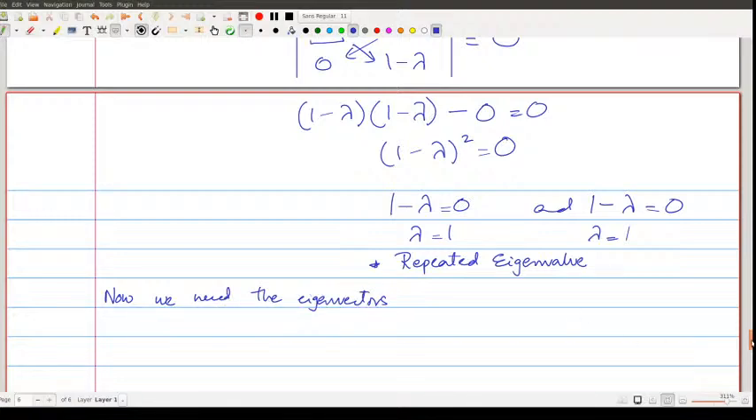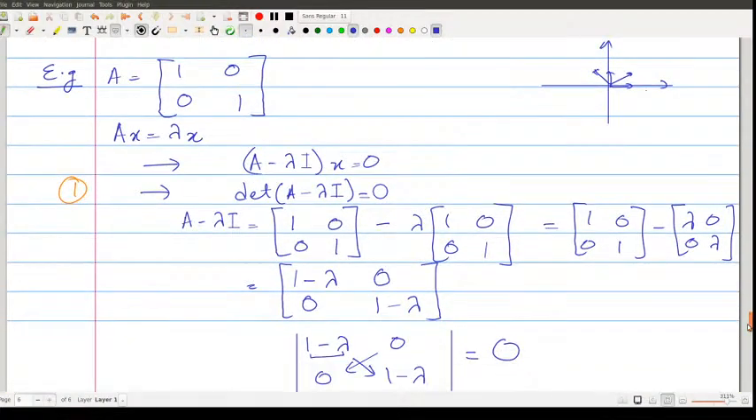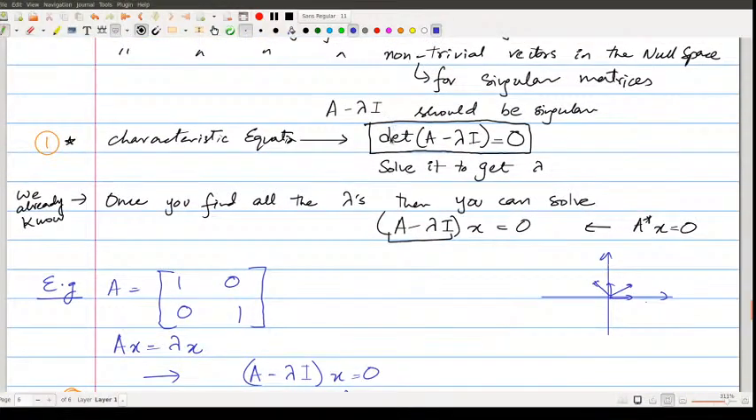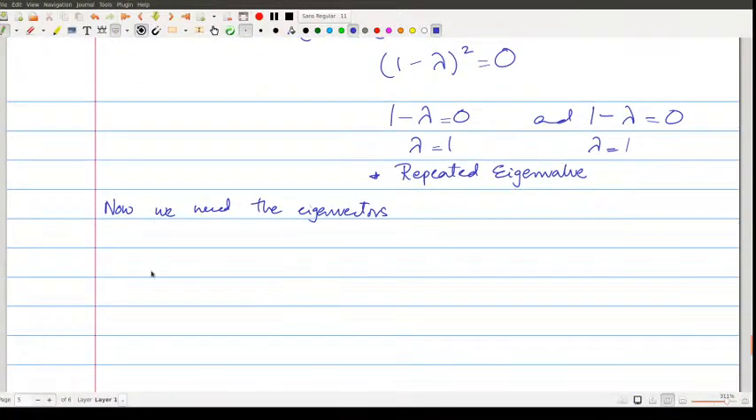How do we solve for the eigenvectors? Okay, so once you solve this equation, we need to solve this equation for x, right? So we need to find what's in the null space of A minus lambda I. So now we need to solve (A minus lambda I) x equals 0 for x.